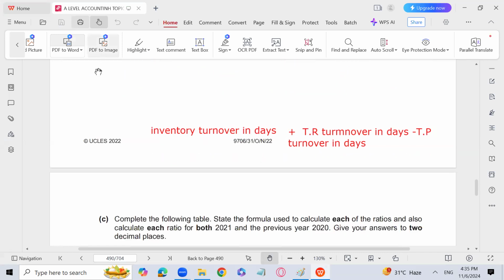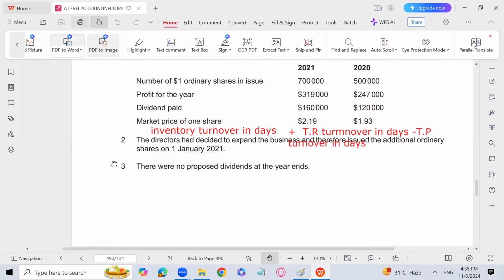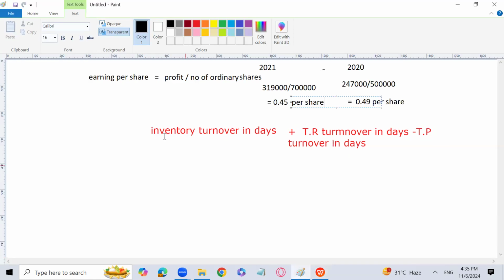Okay, next ratio which we need to calculate is dividend per share and then price earning ratio. So let's calculate dividend per share. Quite easy. I will write here and I will write the formula also. We have already discussed this in the previous example, in the previous question. I have solved this for you.